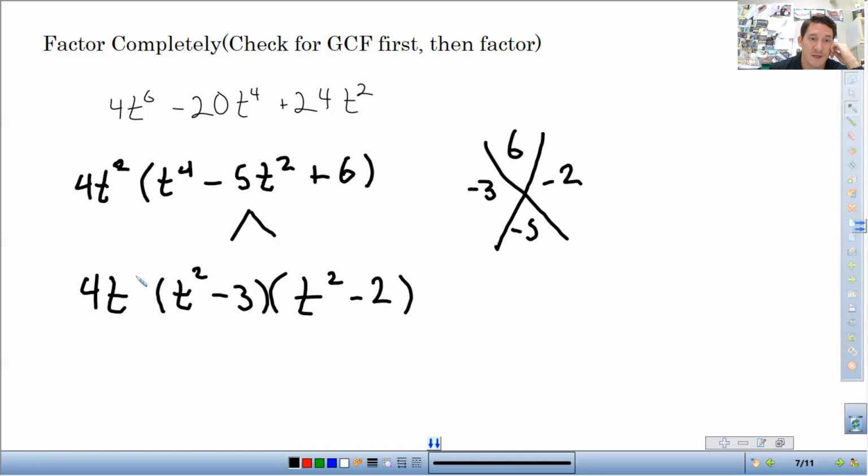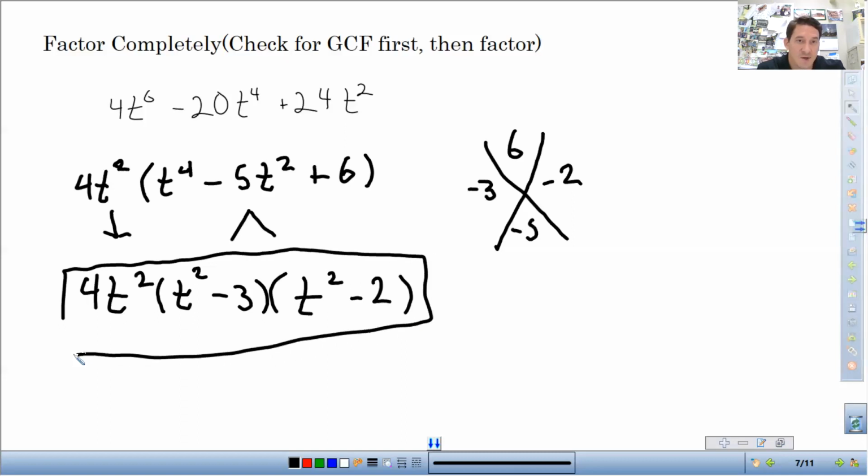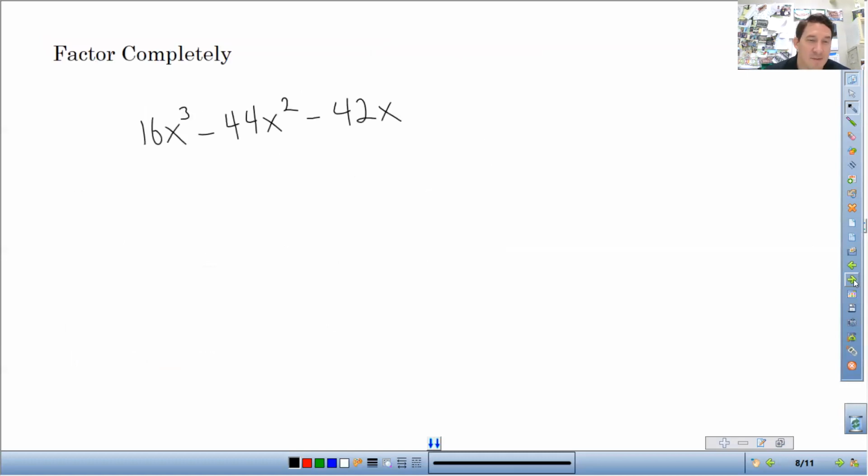So 4t squared, bring that down. Check to see if any of these are differences of squares or not. So we are done here. It has 2 layers of factors. Right. Let's do another example.